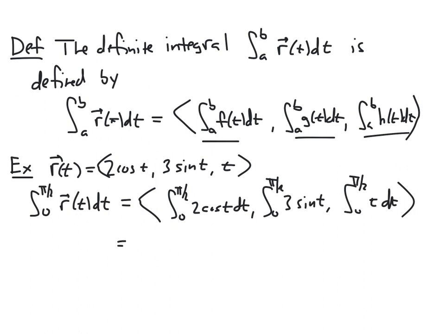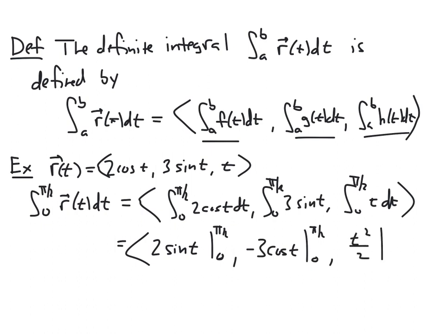So this will be the vector 2 sine of t evaluated from pi over 2 to 0, negative 3 cosine of t evaluated from pi over 2 to 0, and t squared over 2 evaluated from pi over 2 to 0. Right, we already found those antiderivatives.